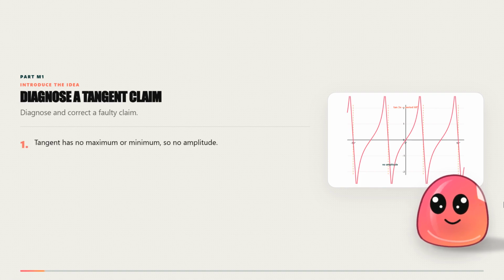Diagnose and correct a faulty claim. Here's the key idea. Tangent has no maximum or minimum, so no amplitude. Its period uses 180 degrees, not 360 degrees. 180 degrees divided by 3 equals 60 degrees. Both parts of the claim are wrong.